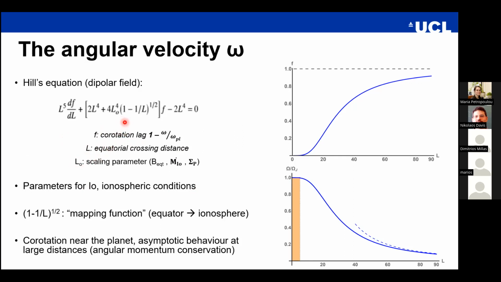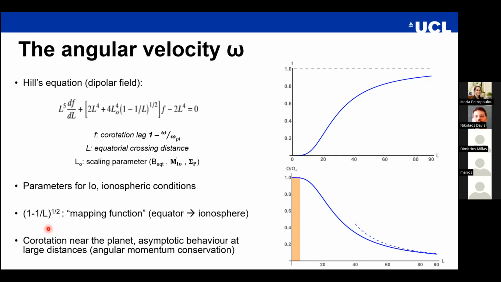I will also highlight this parenthesis here. This is called the mapping function. Basically, it's a recipe that connects a point on the equator with a point on the ionosphere of the planet. For a dipole, it has this very simple form as a function of L, but as I'm going to show you later, this is not always the case.